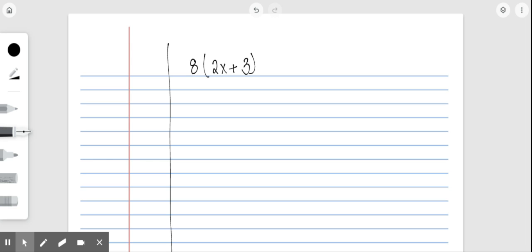Okay, so for this video, we're just going to do distributive property with a little bit trickier numbers on the inside. So for this one, the difference is now we have a coefficient for the x. So just like last time, we're going to do the exact same steps, but now we've got a 2 to distribute to. So 8 groups of 2x. So 8 times 2x.